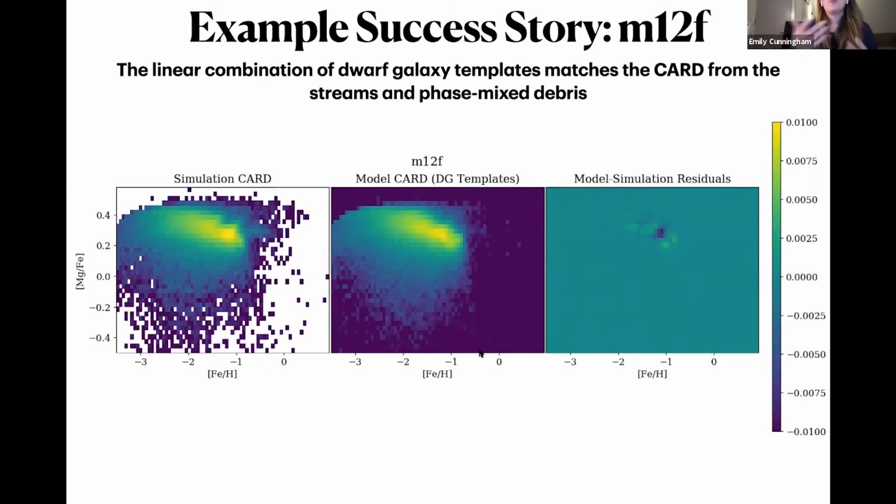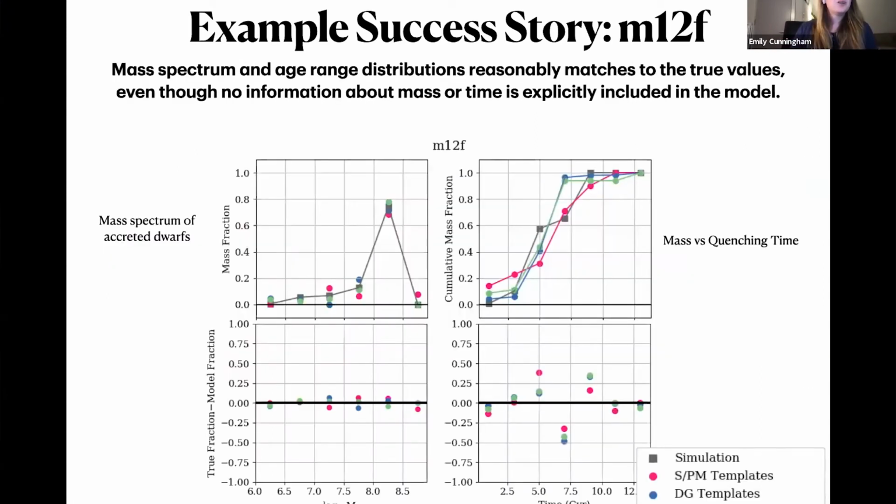But what about the properties of the progenitors? So here I'm showing you on the left-hand side the mass spectrum of accreted dwarfs, so the fraction of mass accreted as a function of the mass of the progenitor, where the true values from the simulation are in gray.